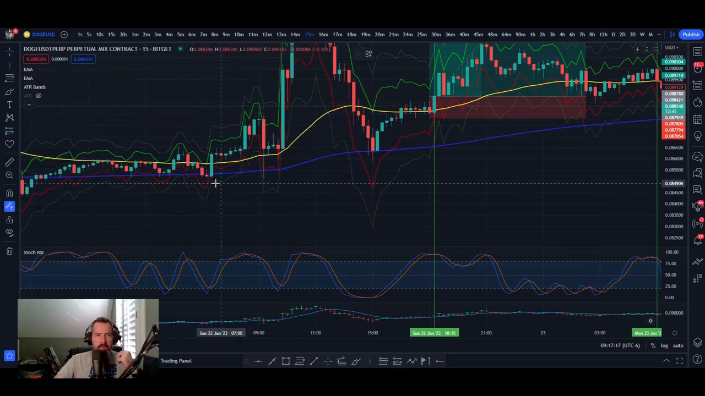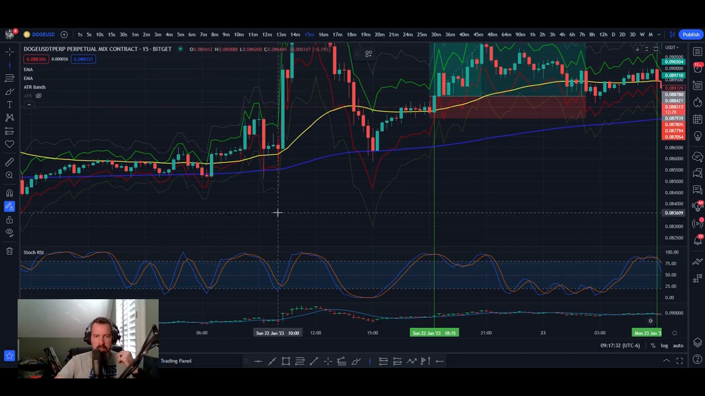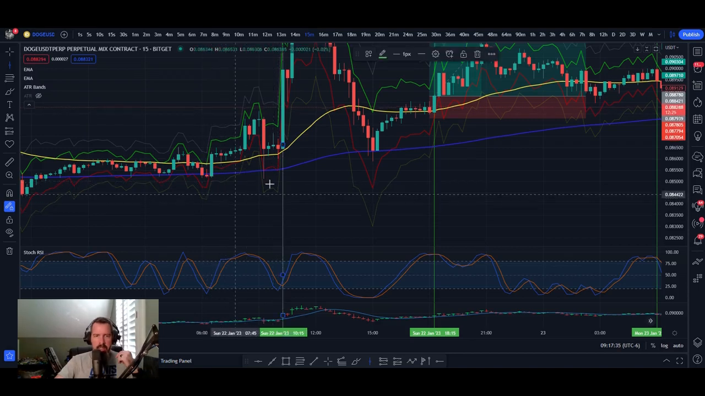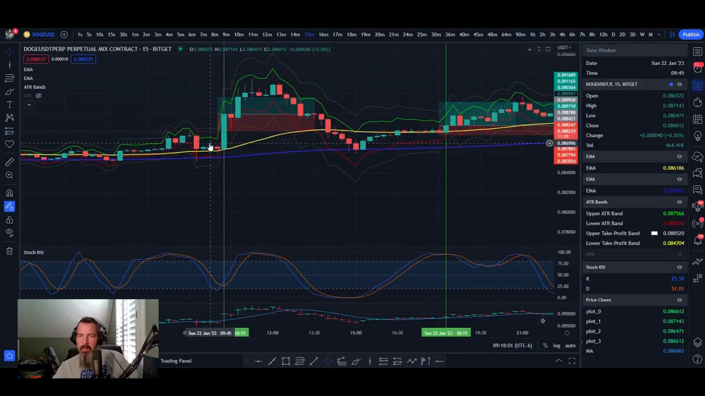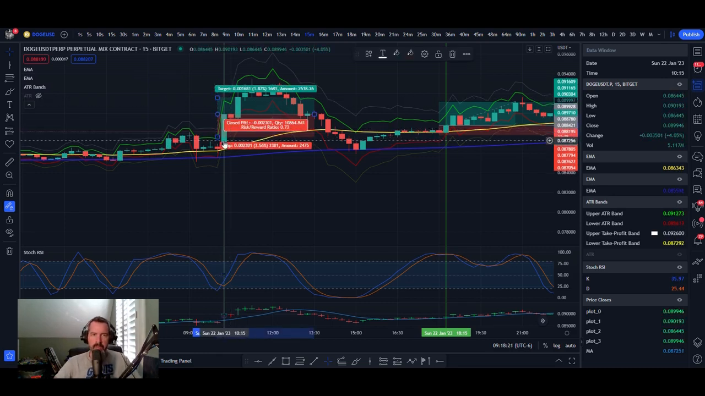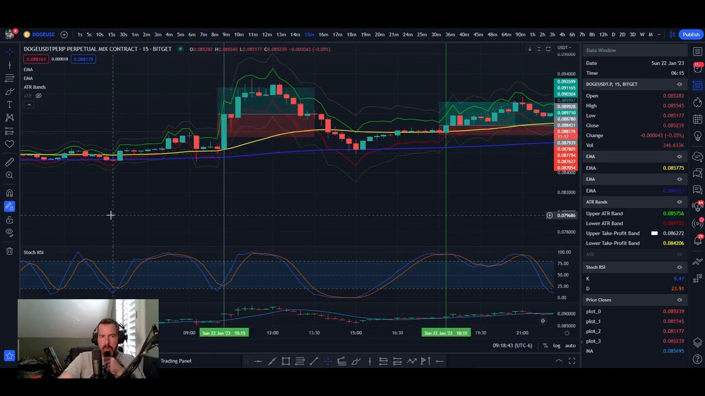So let's do our vertical line. Let's say this did cross. It crosses down here, crosses back up, and it would have been less than. So we would have entered right there. Let's look at our data. ATR bands, right? Okay, so we're looking for the red value, 88619, basically there, and our upper take profit 0.0926. That actually would have been a good one also.